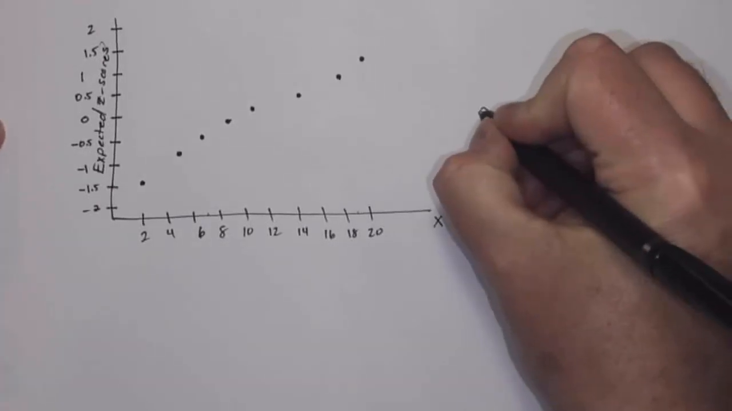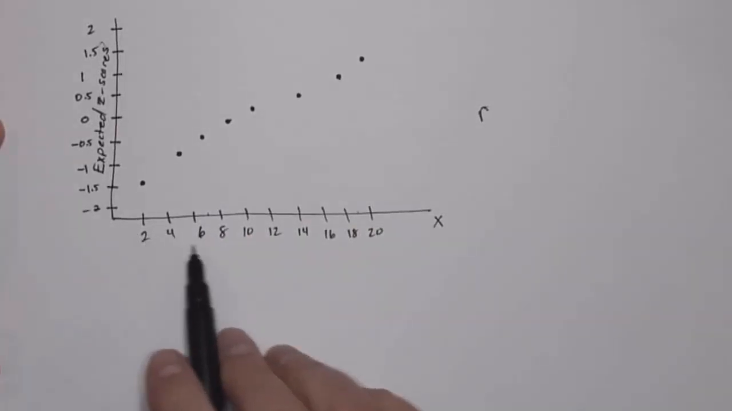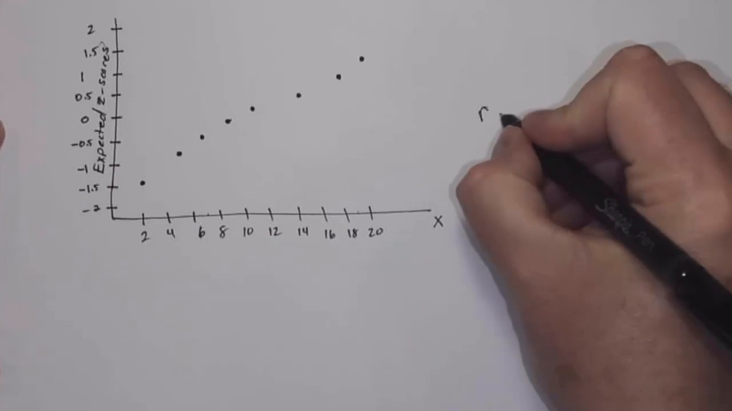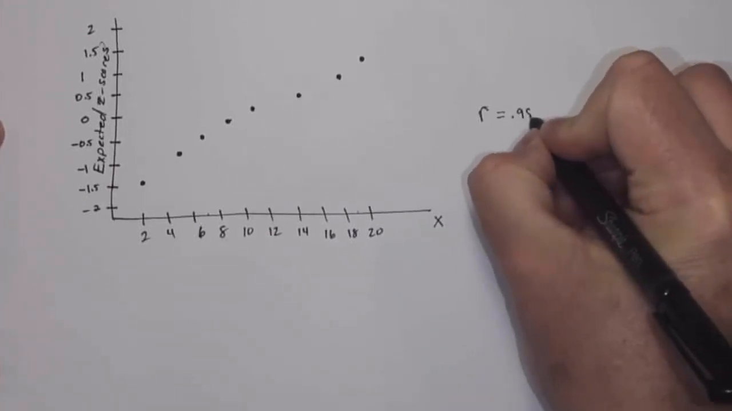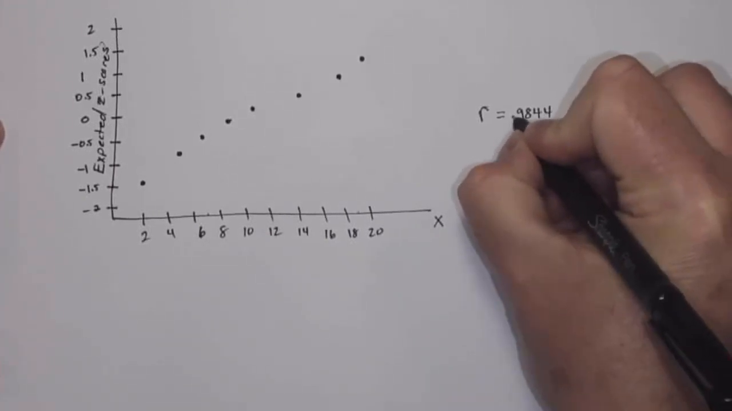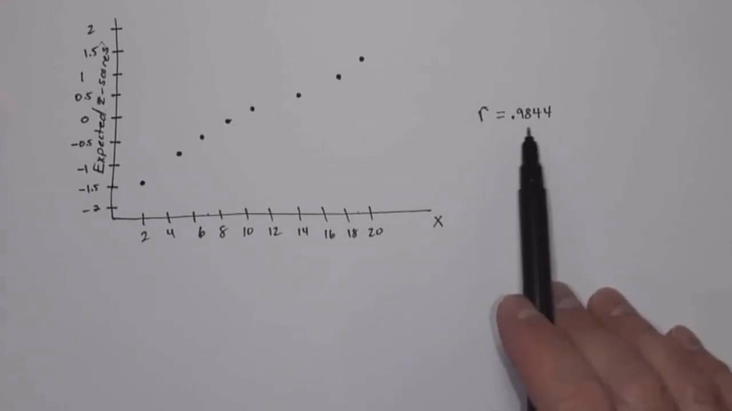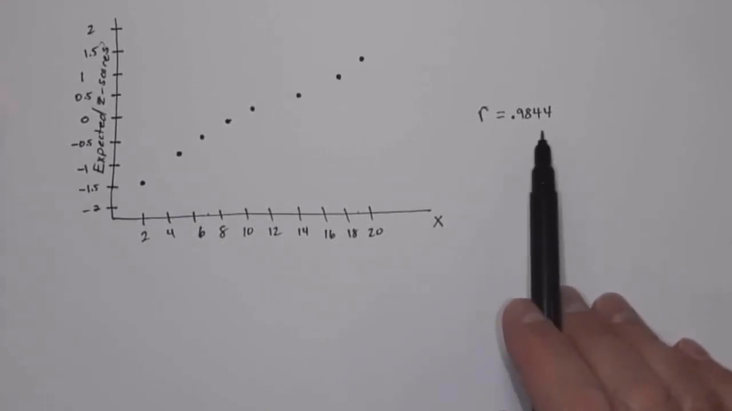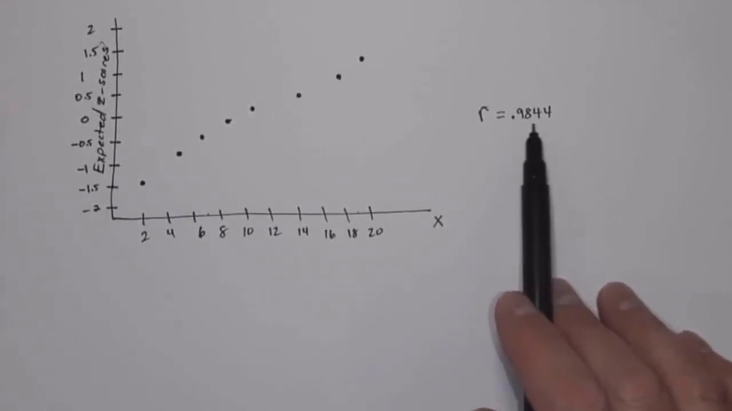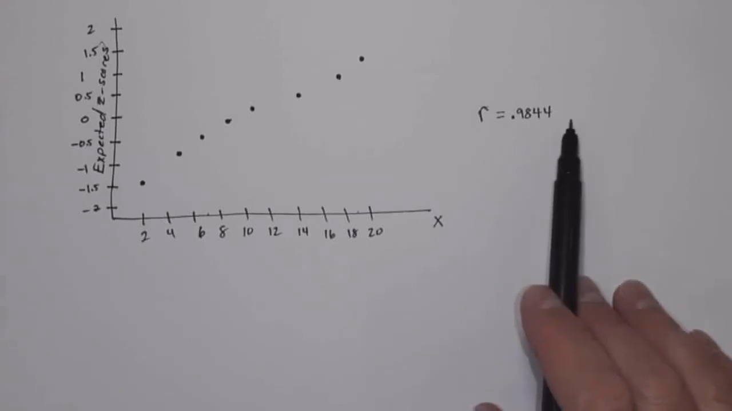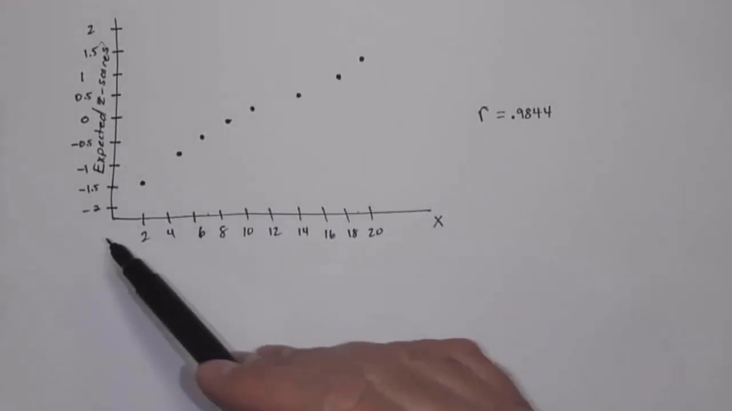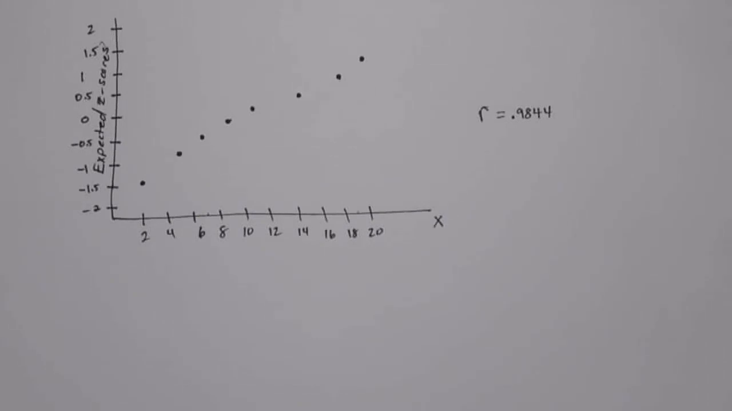So the correlation coefficient for this relationship between the data values and the expected z-scores is 0.9844, which is very, very close to 1, which would indicate that we do have a linear relationship. But what if this correlation coefficient hadn't been this close to 1? What if it had been, say, 0.8844 or 0.7844? Would that be close enough to say that this is linear?